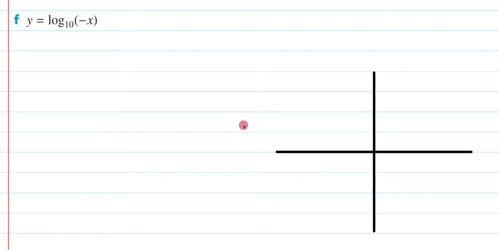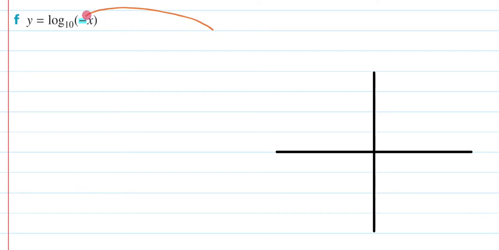We are going through exercise 13G. This is question 1F, in which we have y equals log to the base 10 of negative x. Now, the very first thing that should really stick out to us is the fact that we have a negative. And the reason why that should really set off alarm bells is because we know that's going to mean there's going to be a reflection.